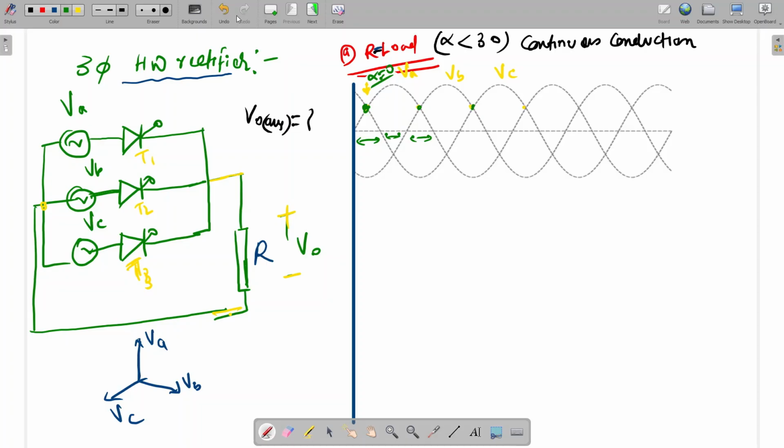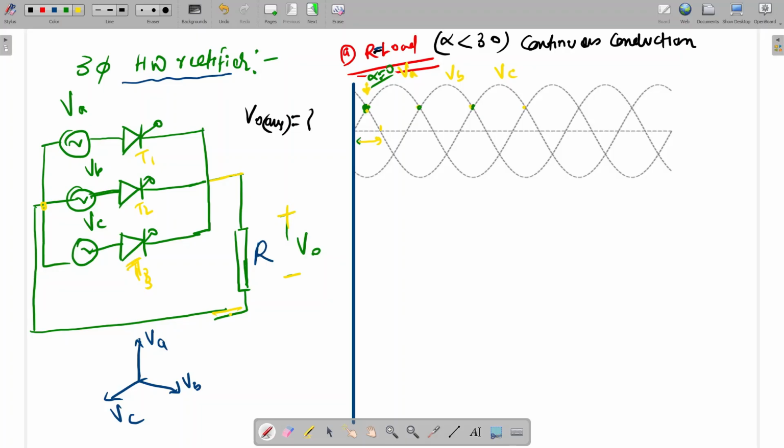So for the full cycle, it will be 180 to 360. Full cycle is 360 degrees. So let's say alpha less than 30. Here to here, how much is it? 60 degrees. So 50% will be how much? 30 degrees. So here to here how much? 30 degrees. Is it clear up to now? Can anyone reply? Is the waveform clear?